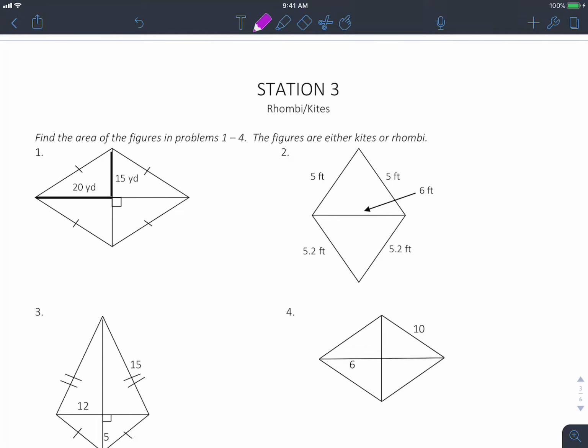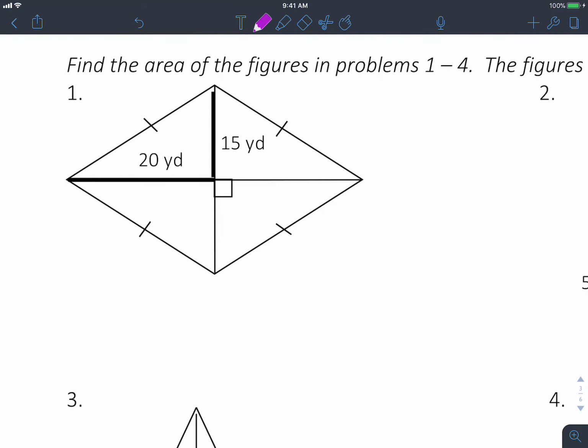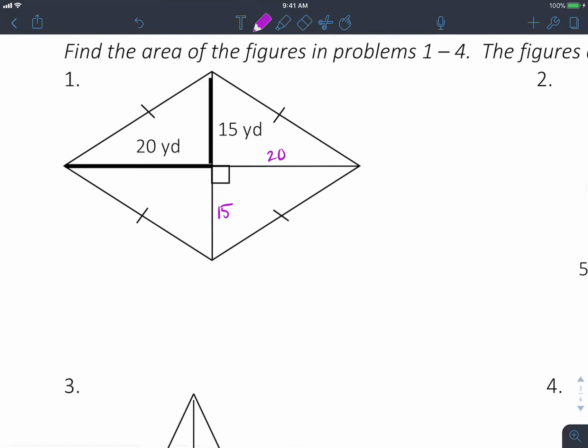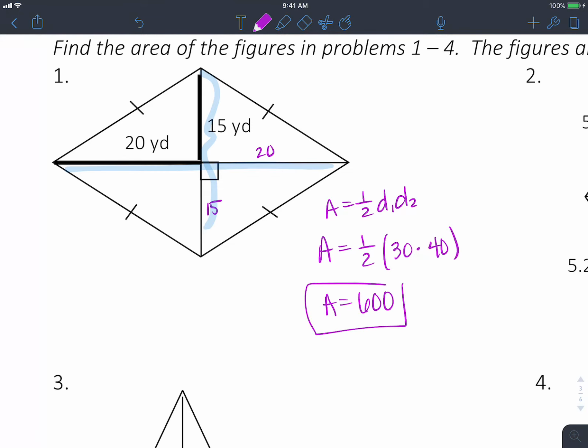All right, on to the next one, rhombuses and kites. In a rhombus, we know that our diagonals bisect each other. So this one has a length of 15 and this one has a length of 20. So our area equals 1/2 diagonal 1 times diagonal 2. Diagonal 1, we're going to have the whole length, so that's 30, times our second diagonal, which is 40. If you calculate 1/2 of 30 times 40, it's going to give us 600.